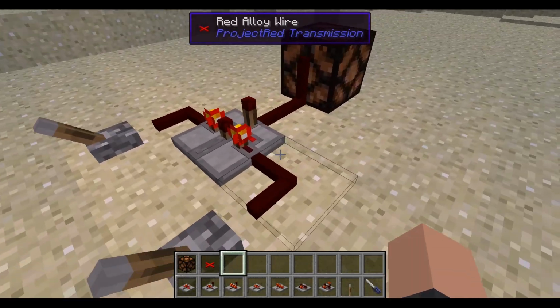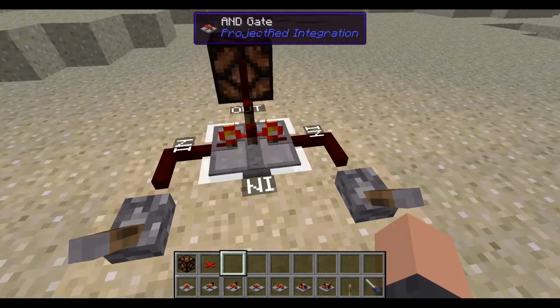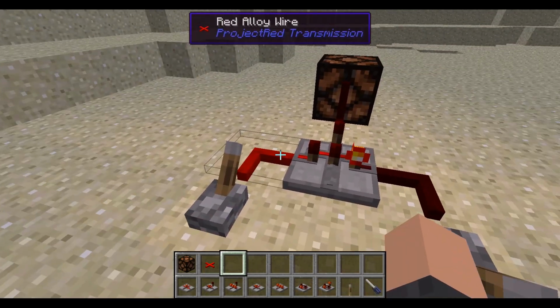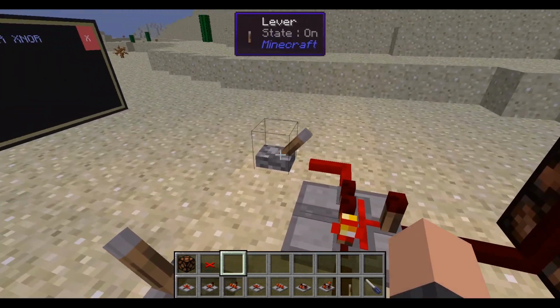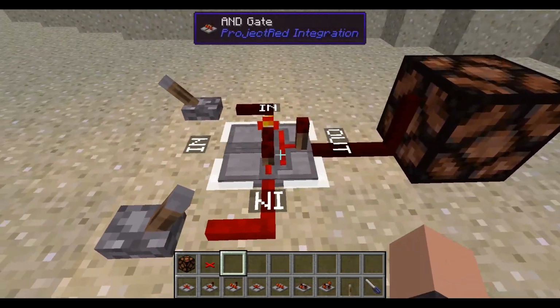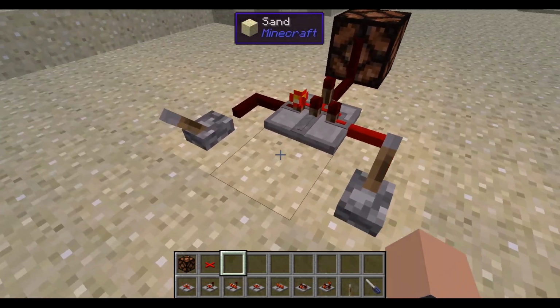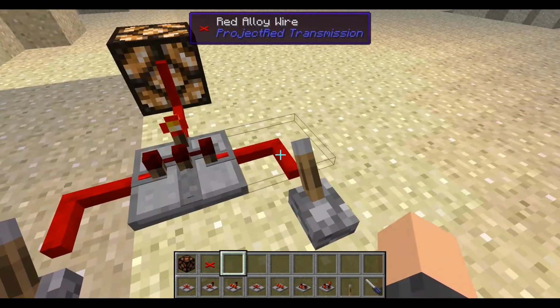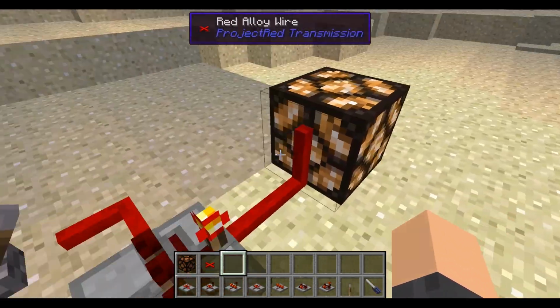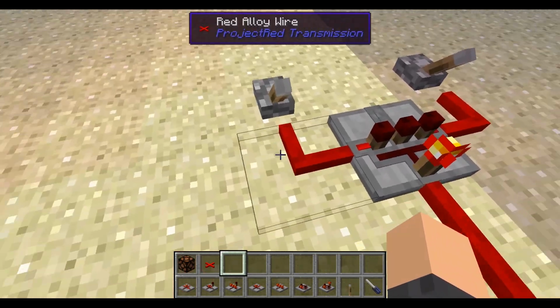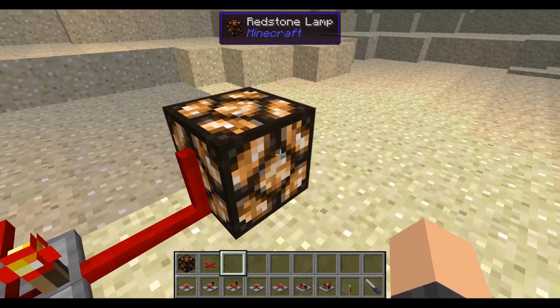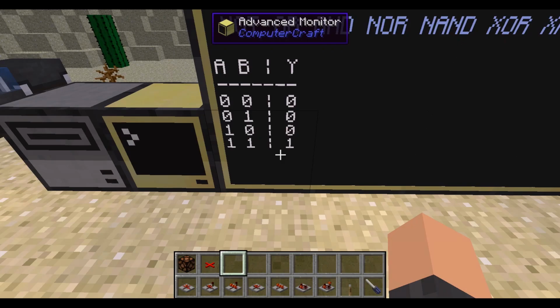As you can see over here, both inputs are low, they're 0. If I only make one input on, the output is still low. And if I make the other one on, the output is still low. It's only when both inputs are high that the output will be high as well.